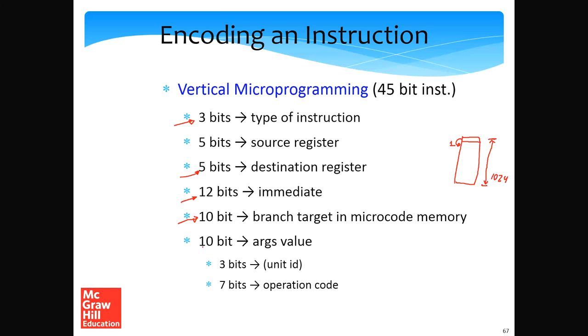Then we can have a 10-bit value for the args field. Out of this, 3 bits can be for the unit ID. So which unit are the arguments meant for? Are they meant for the register file or the memory unit or the ALU? And 7 bits for the type of operation that we want to perform. This part is slightly over-designed, but nevertheless, over-designing is also useful if you want to extend the design.